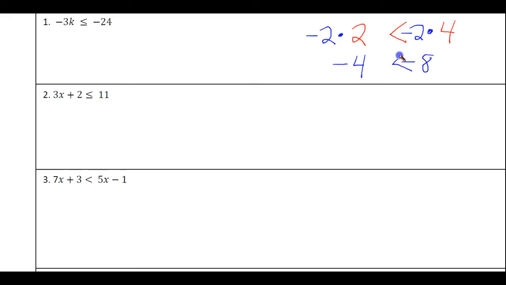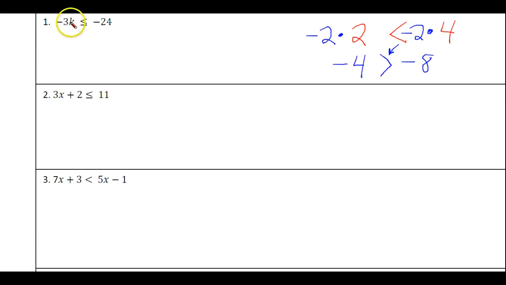So in order to keep it true, whenever we multiply or divide by a negative, we have to reverse the direction of our inequality sign. And we're going to see this here in example 1.